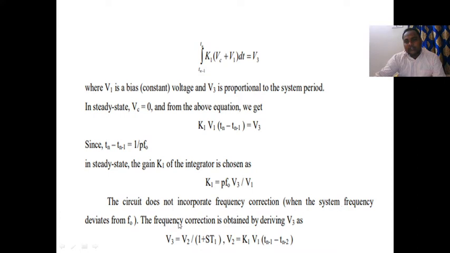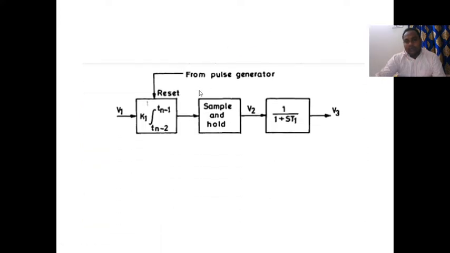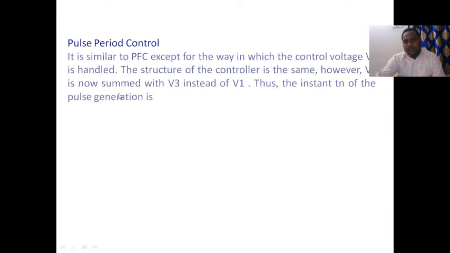When the system frequency deviates from F naught, the frequency correction is obtained by deriving V3 as V3 is equal to V2 by 1 plus ST1, where V2 is equal to K1 V1 of Tn minus 1 minus Tn minus 2. So from the pulse generator, this is a V1 sample and hold circuit. This 1 by 1 plus ST1 will give the V3 voltage. The second one is pulse period control.